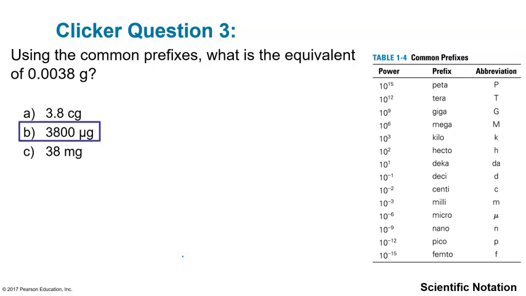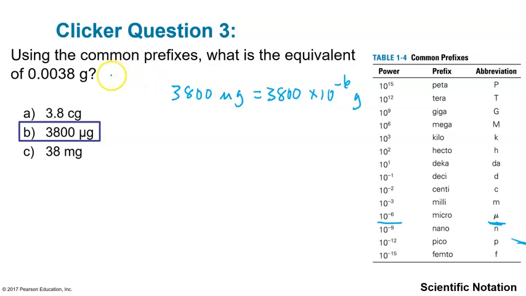Okay, and hopefully you got answer B. So let's look at this. For answer B, we've got 3,800 micrograms. And so we go to our chart, 3,800. And what's micro? Well, it's this guy here. This is 10 to the negative 6. So this is times 10 to the negative 6 grams. And so that's what this number is equivalent to.